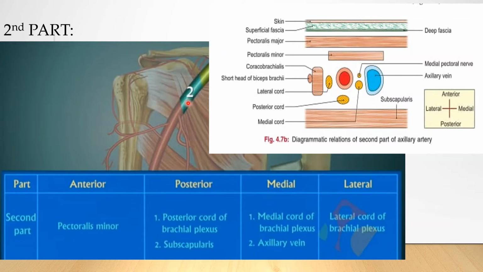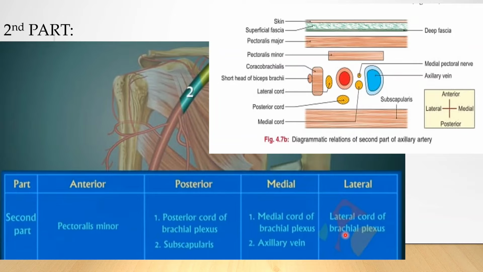We will see its relation. Here it's a simplified table which I made. See the second part: anteriorly pectoralis minor muscle, posteriorly posterior cord of brachial plexus and subscapularis, medially medial cord of brachial plexus and axillary vein, and laterally lateral cord of brachial plexus.